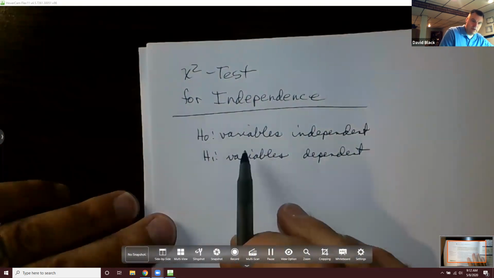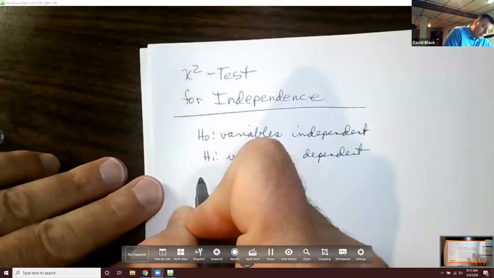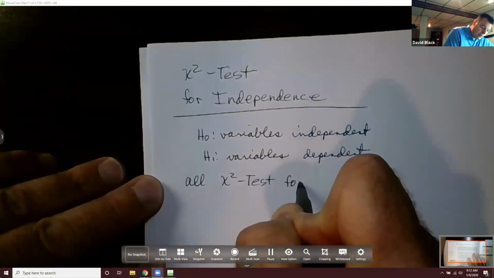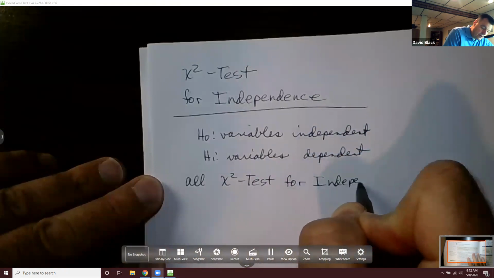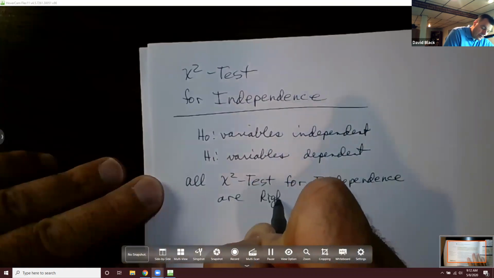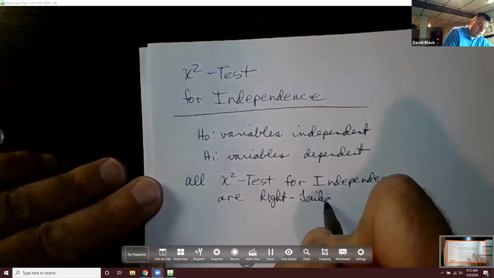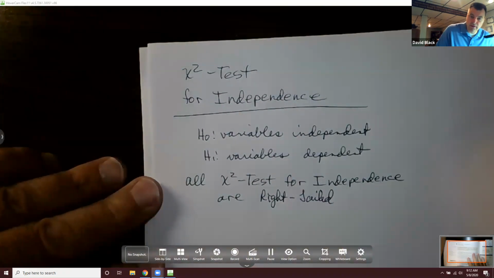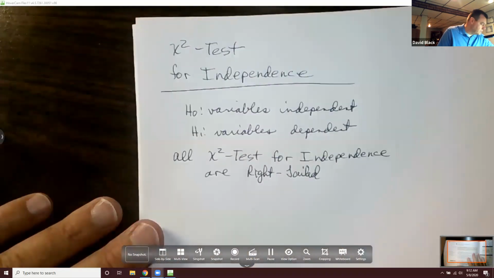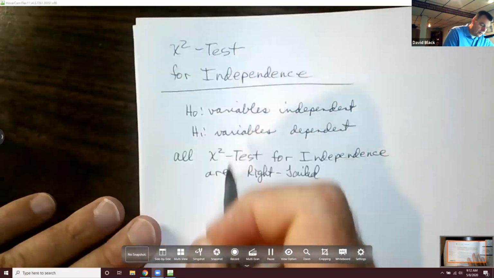Okay, that might make you wonder, is this a left tail or a right tail or a two-tailed test? By the way, all chi-squared tests for independence are right tail. So in that sense, it's like the chi-squared goodness of fit test that we talked about a week or so ago. Okay, so that's step one, H0 and H1.